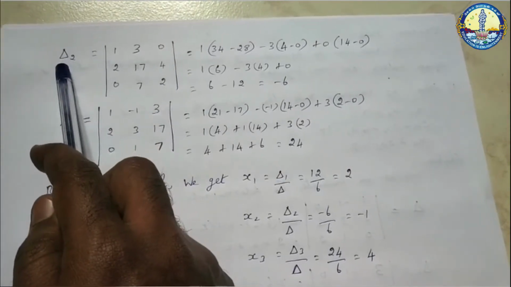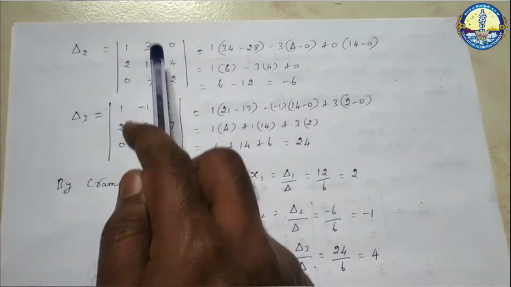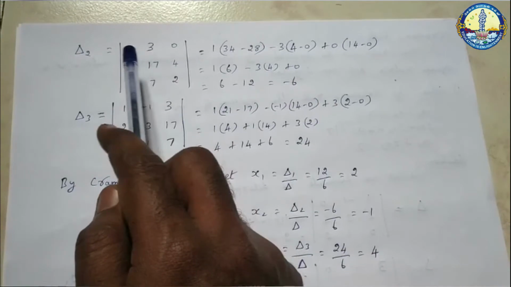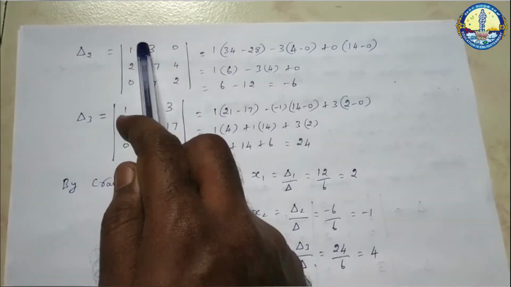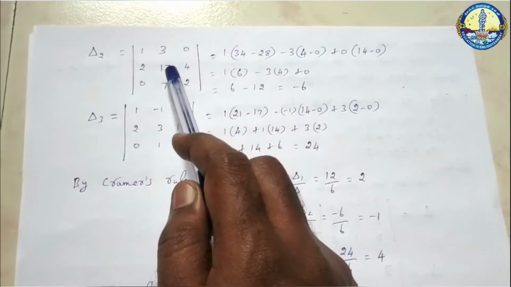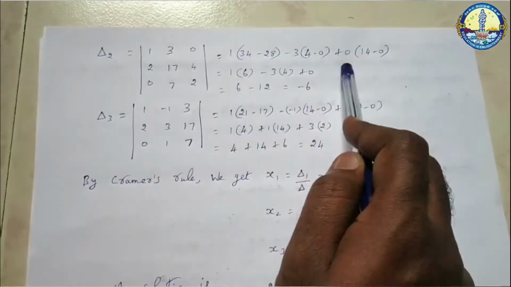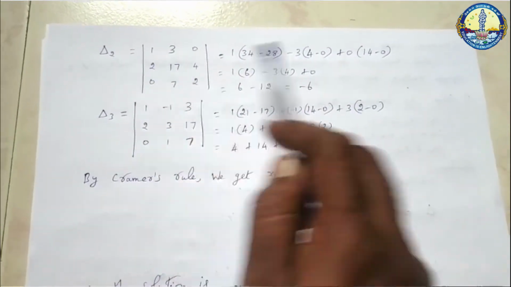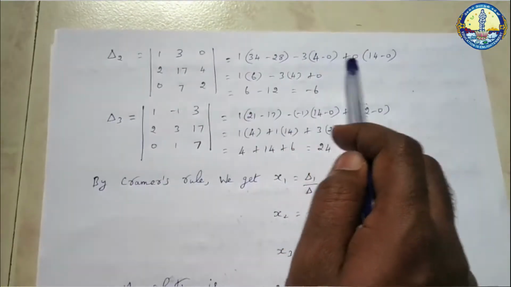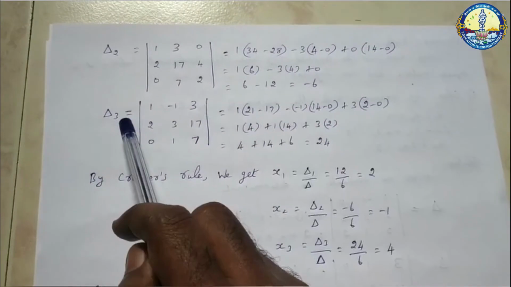So next is del 2. Del 2 means we have to change the second column into 3, 17, 7, and write the first column and third column as they are, and find the determinant. So 1 into (17 twos are 34 minus 28) minus 3 into (2 twos are 4 minus 0) plus 0 into (14 minus 0). Obviously 0 into anything is 0. So 34 minus 28 is 6, 4 minus 0 is 0, plus 0. So 6 minus 12, so minus 6.